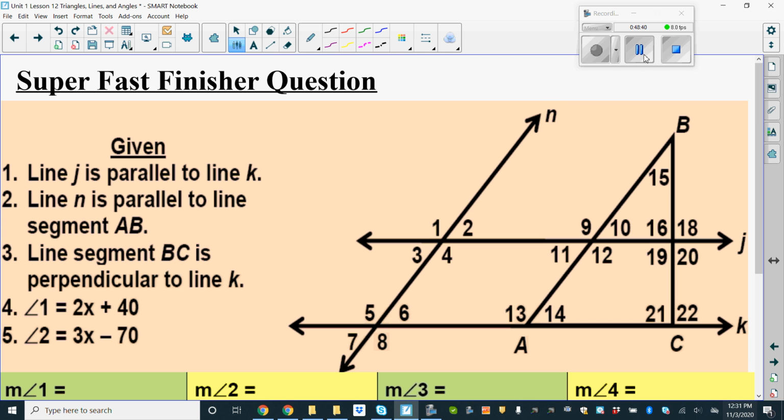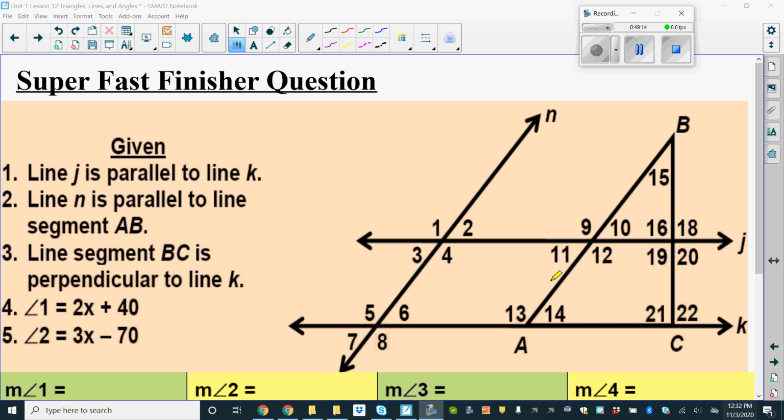So last but not least, we have this super fast finisher question. It seems intimidating, but I promise it is not, okay? So just make sure you read all instructions first. So line J is parallel to line K. So this line here is parallel to this line here. Line N is parallel to segment AB. So this line here is parallel to this line segment right here, AB.